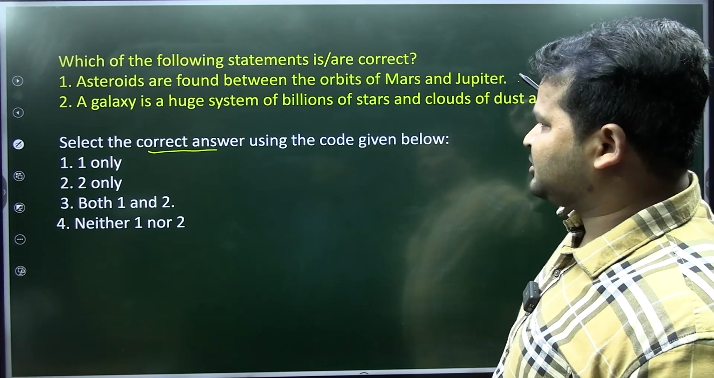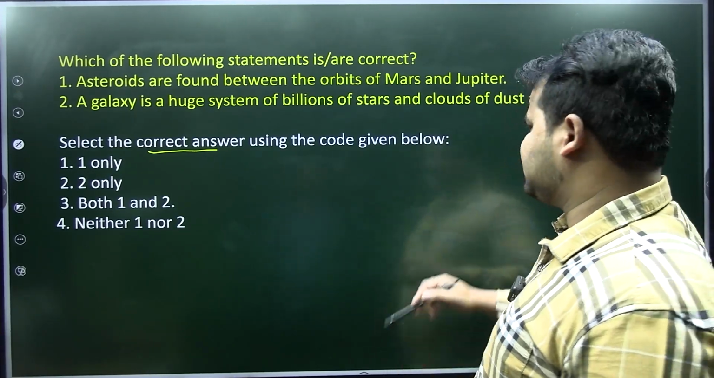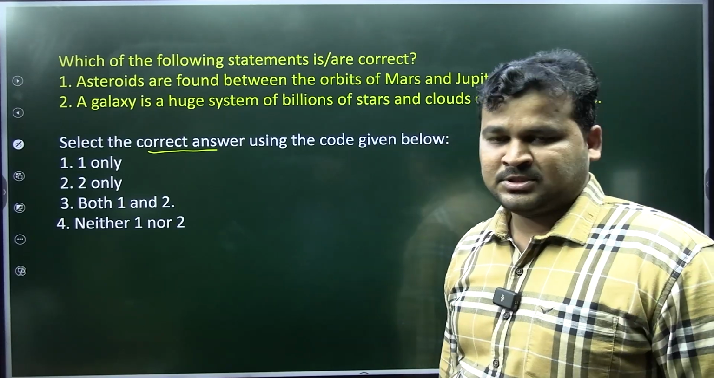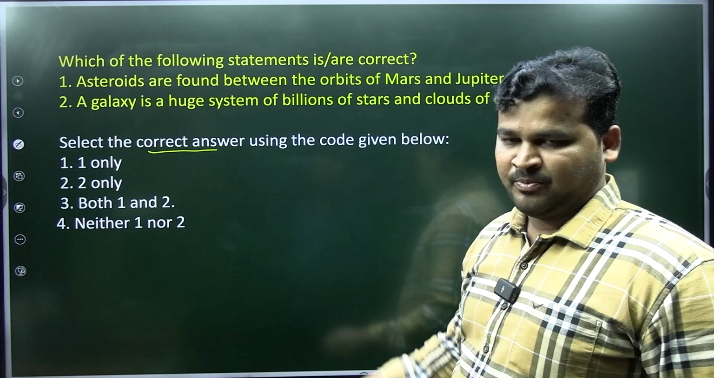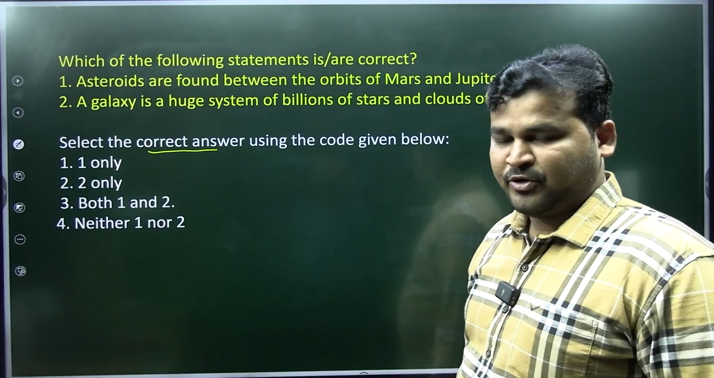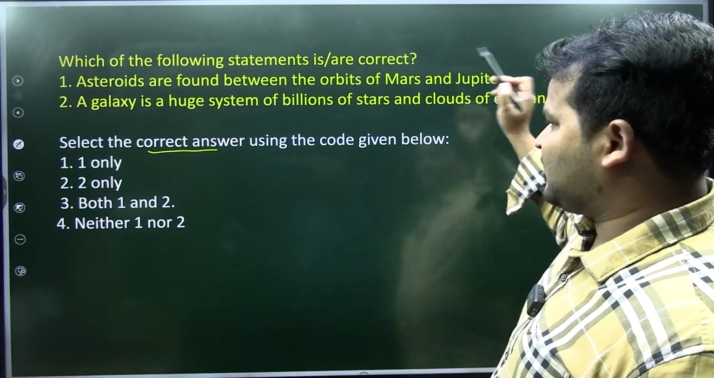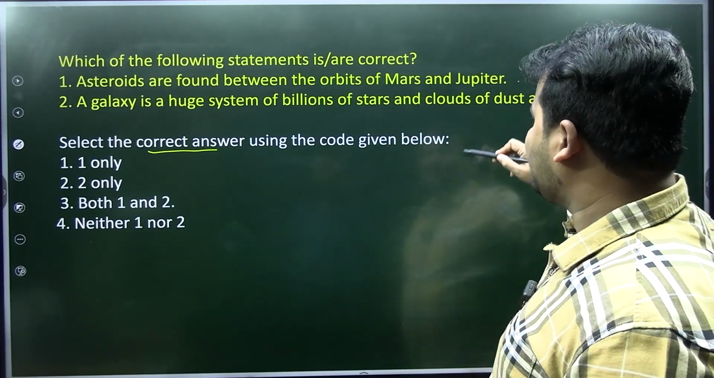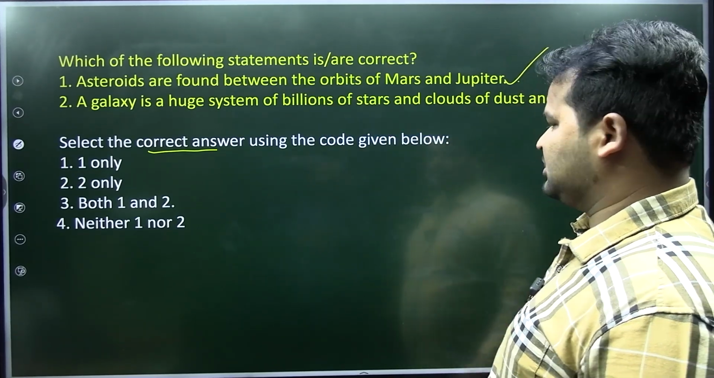1. Asteroids are found between the orbits of Mars and Jupiter. Exactly. If you check in the solar system, I have already discussed it in our main class and shown the images related to asteroids and the asteroid belt. You can recollect from that main class. So according to that information, asteroids are found between Mars and Jupiter, which is true.